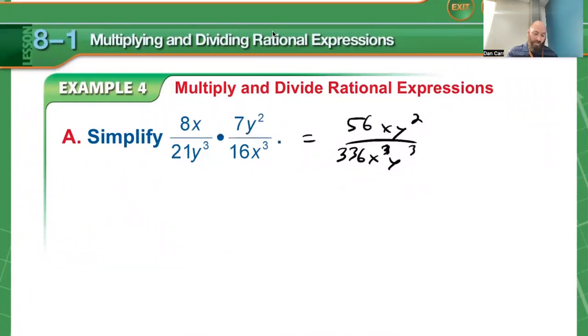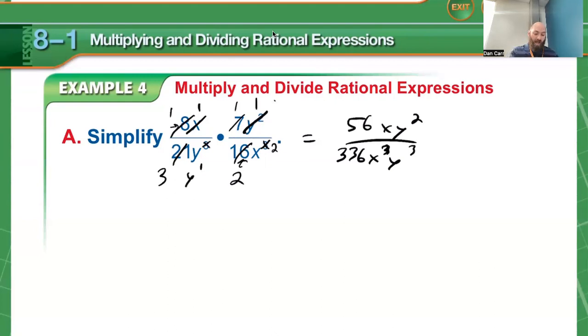If I look at 8 and 16, both divisible by 8, so I get 1 and 2. Same thing with 7 and 21. Divide by 7 is 1, divide by 7 is 3. Let's do the same thing for my variables. Just like we've done in the past, if I have x in the numerator and x to the third in the denominator, I can actually cancel out an x here, so that turns into a 1, but this will turn into x squared. Y squared and y to the third. So this will actually cancel that completely out, so that's a 1. And then this will just take away 2 y's, so it's just y to the first.